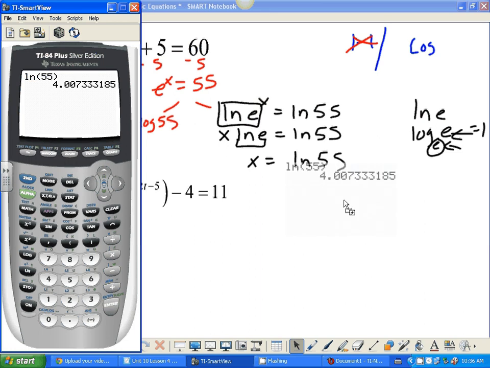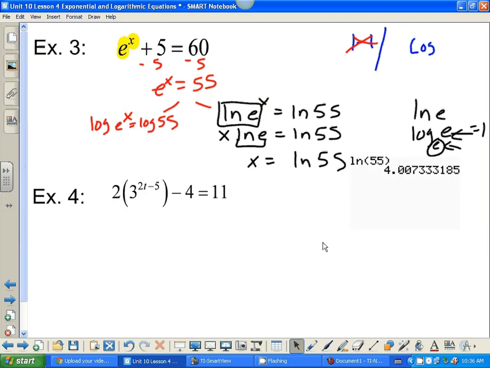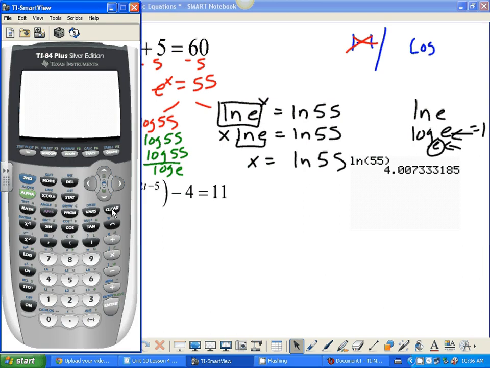And so x is approximately 4. You can still use the common log. I would have x times the log of e, technically to the first, and then I would divide. So I'd have the log of 55 divided by the log of e. I just want to show you that even if you choose to do it that way, if I take the log of 55 and divide it by the log of e to the first power, you still get the exact same solution.